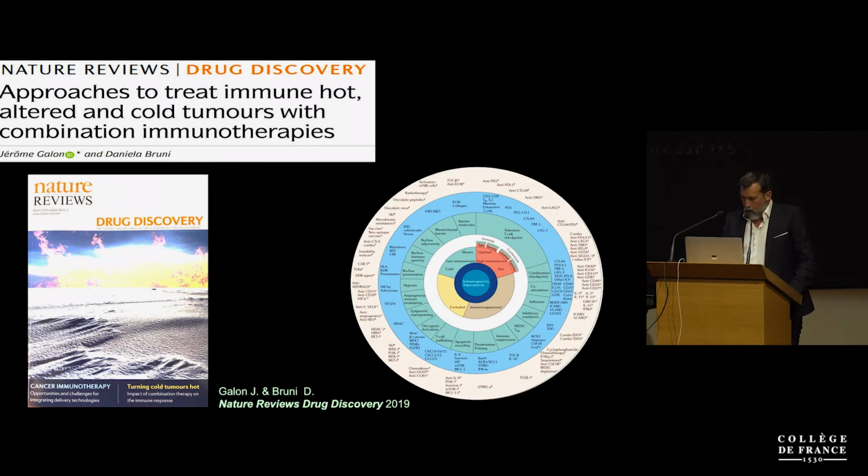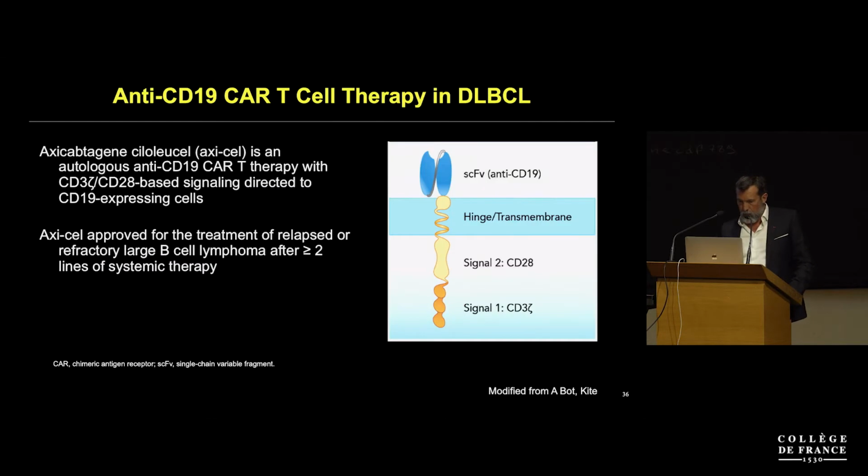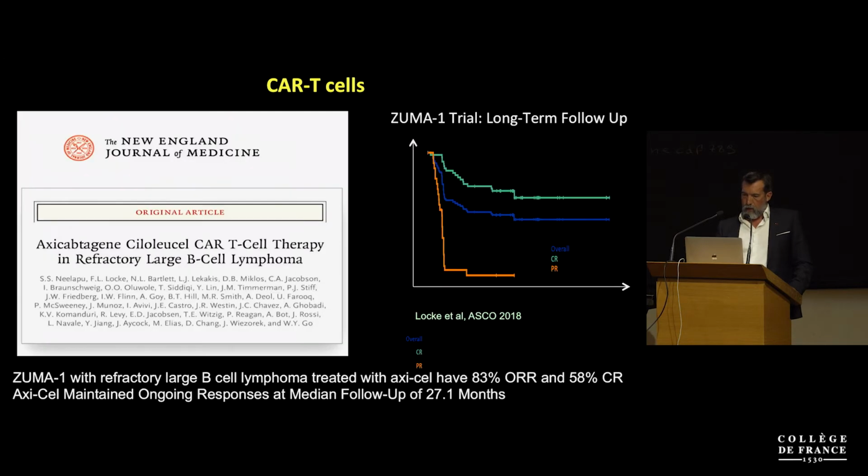We actually applied that to CAR T cells, and this is what I'm going to present to finish this talk. We were lucky to be able to work with these CAR T cells in the context of DLBCL treated patients. And these are in fact the clinical trials that led to the approval of CAR T cells in DLBCL patients, with this ZUMA-1 trial that you can see.